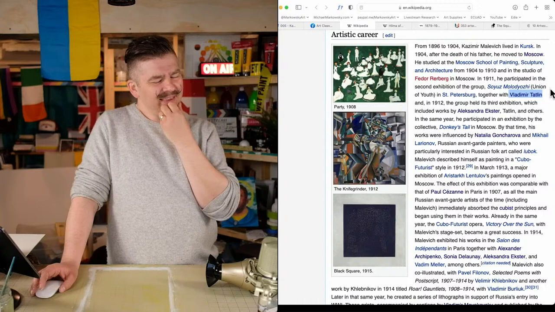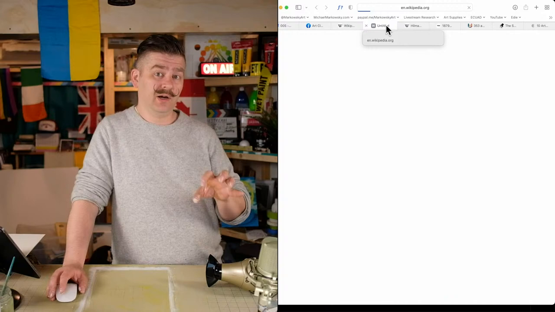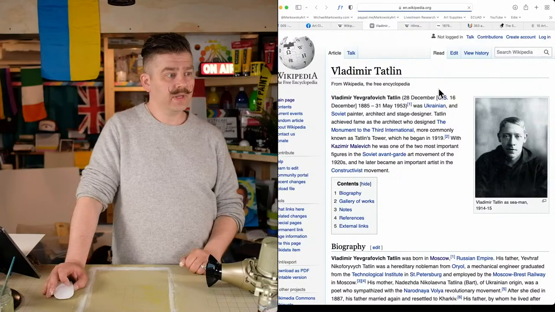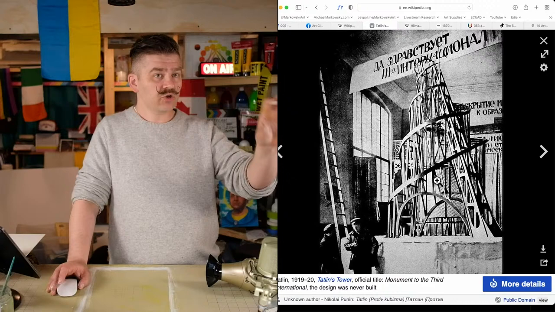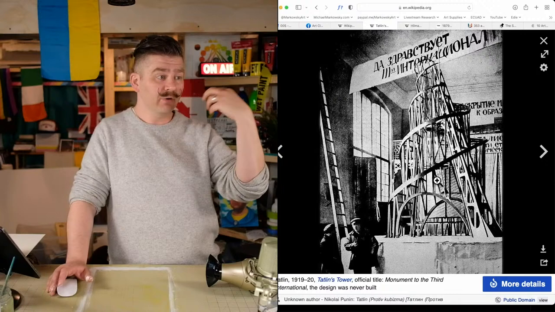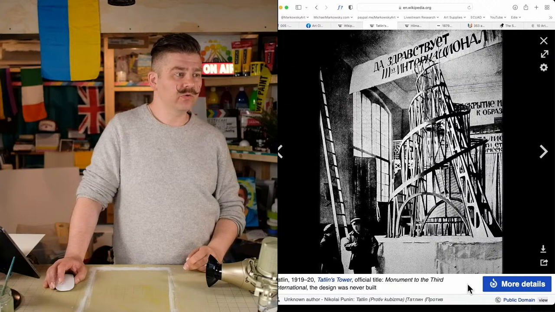Tatlin is probably... Okay, now I've got to show you the most famous thing that Tatlin's famous for, because it's probably the most iconic image besides Malevich's Black Square. The Monument to the Third International. I don't know if anyone's ever seen this before, but this is sort of like Russia's response to the Eiffel Tower. And this is the design for it. It was never built. I think they should build this because this would be incredible. It was meant to be a radio tower in the middle of Moscow.